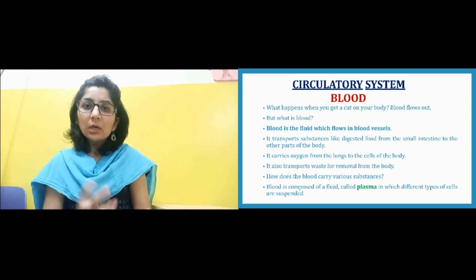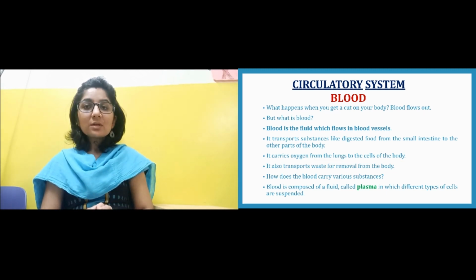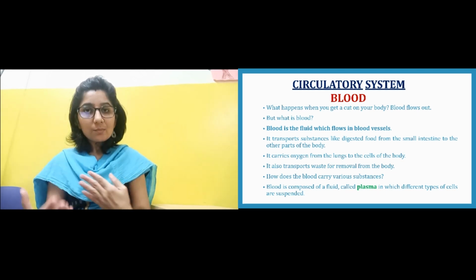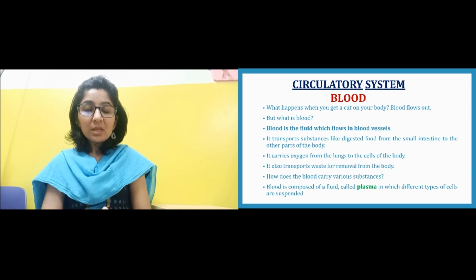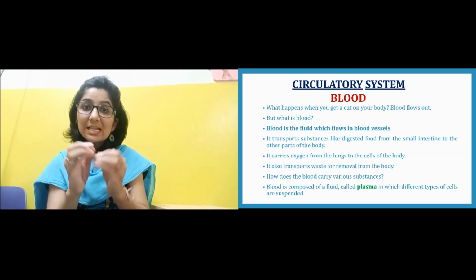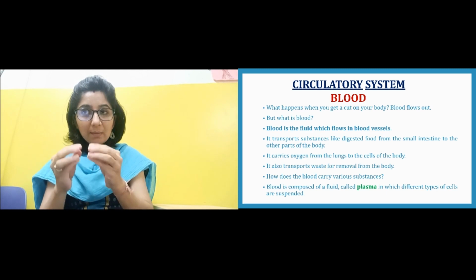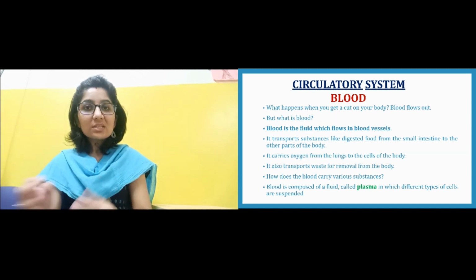Now, blood carries all these substances, but how does it carry them? How does it exactly work? Well, blood is a fluid itself, but it is again composed of a fluid called plasma. Blood is composed of a fluid called plasma, in which different types of cells are present. In the plasma you see various types of cells.